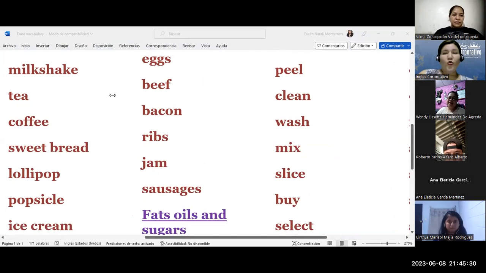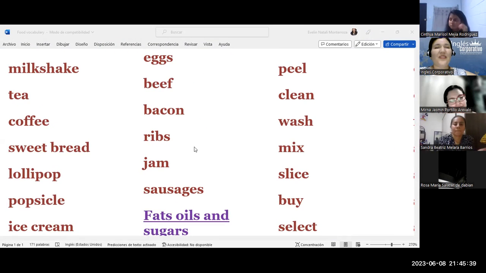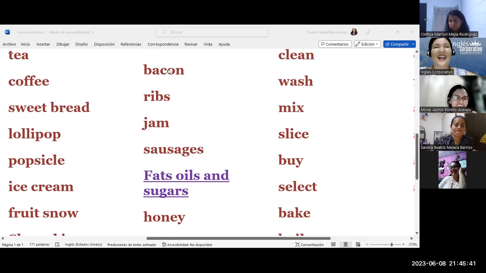No. Ana Leticia doesn't like bacon. Mirna? Yes. Yes, teacher. It's very delicious. The bacon is very delicious.